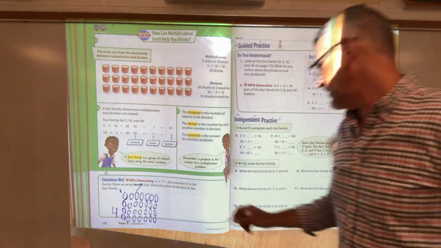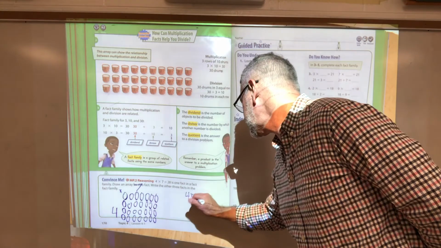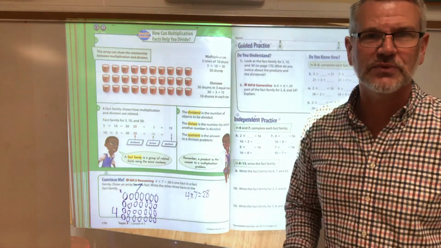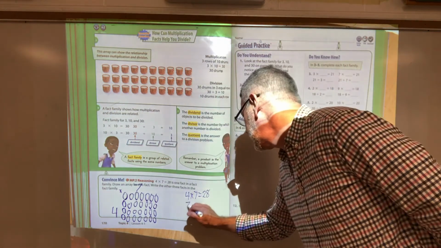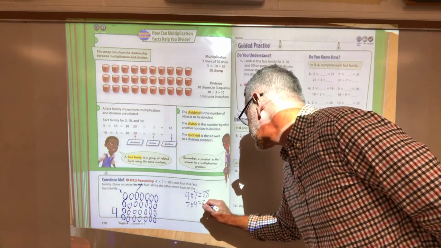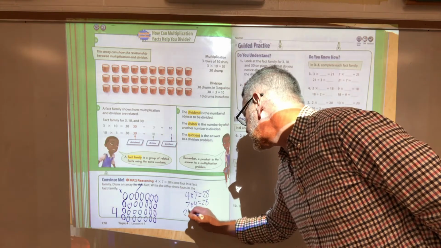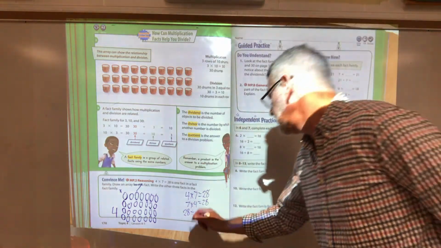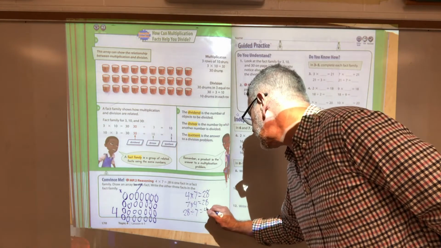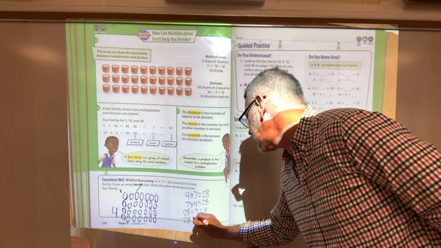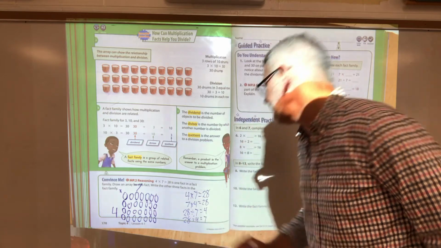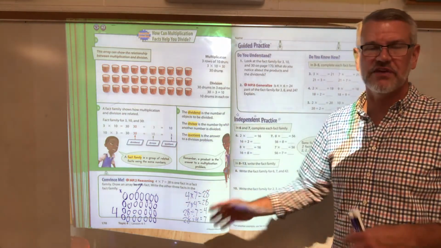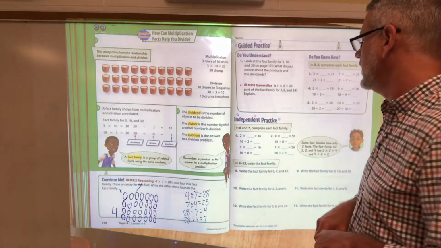And now our fact family. So we know that our members in this family are 4, 7, and 28. Those are the only digits we can use. We're just going to switch them around now. 7 times 4 is also 28. I'll put 28 over here. Now it is the dividend. 28 divided by 7 equals 4. And 28 divided by 4 equals 7. Okay? So keep the same digits, the same members of the family. Just switch that order around.